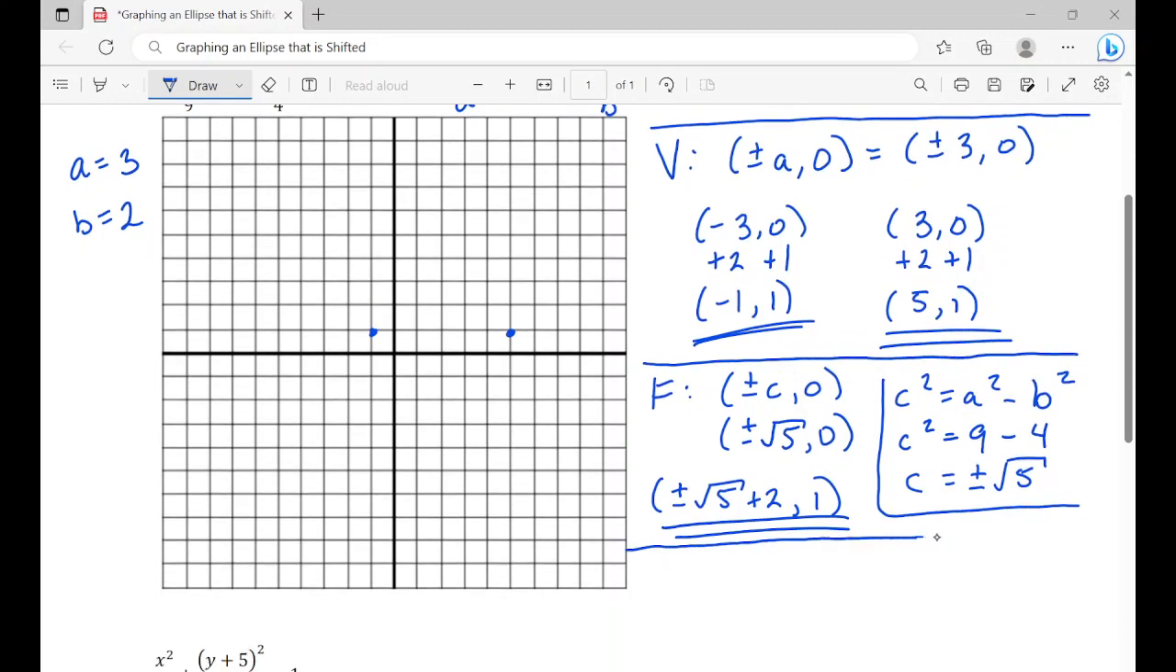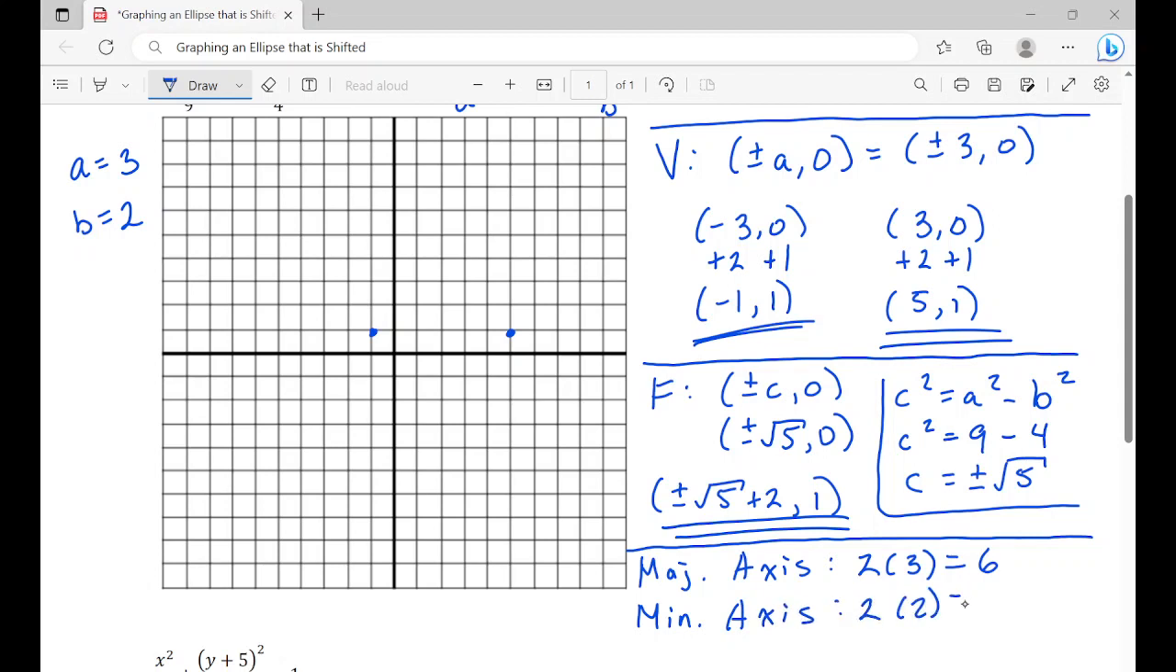Now we can find the length of the major and minor axes. So major axis is still going to be 2 times a, so 2 times 3 equals 6. And the minor axis is going to be 2 times b, so 2 times 2, which is 4.